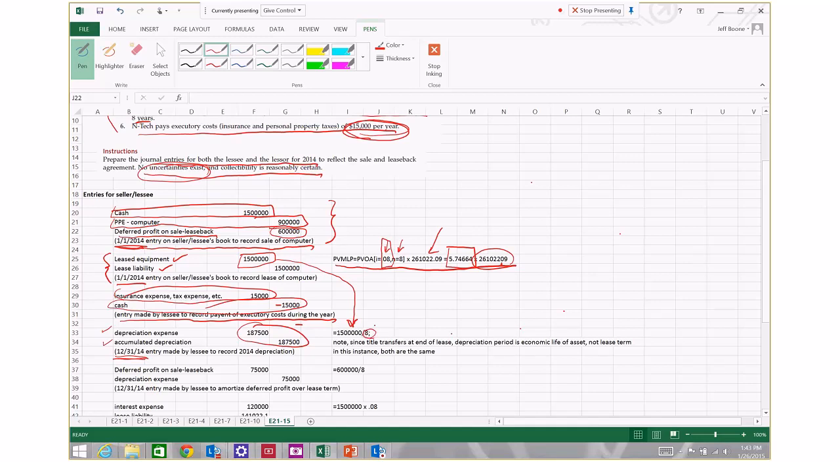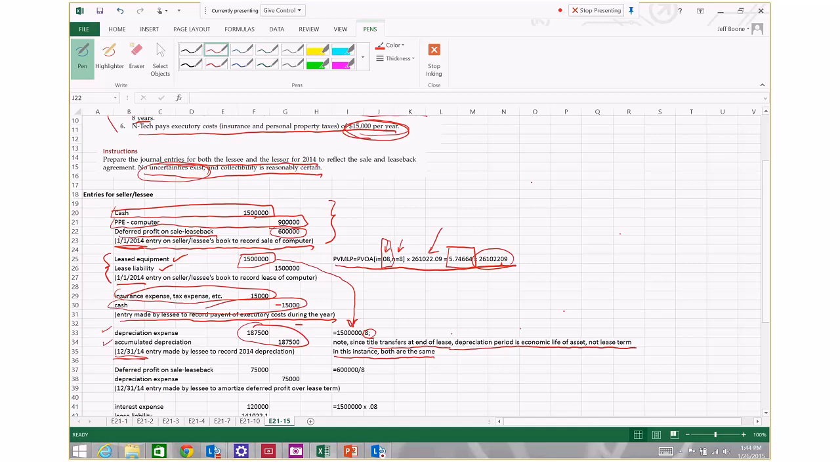And divide that by the appropriate depreciation period. Now, as you'll recall, the appropriate depreciation period normally is the lease term unless there's either a bargain purchase option or title transfers to the lessee at the end of the lease term. In this case, title transfers at the end of the lease term, so the depreciation period is the economic life of the asset, not the lease term. However, in this particular case, the facts of the problem are worded such that the lease term and the economic life of the asset are the same.